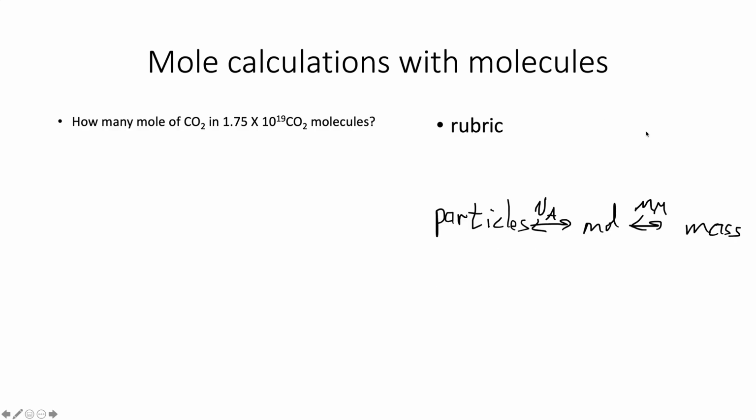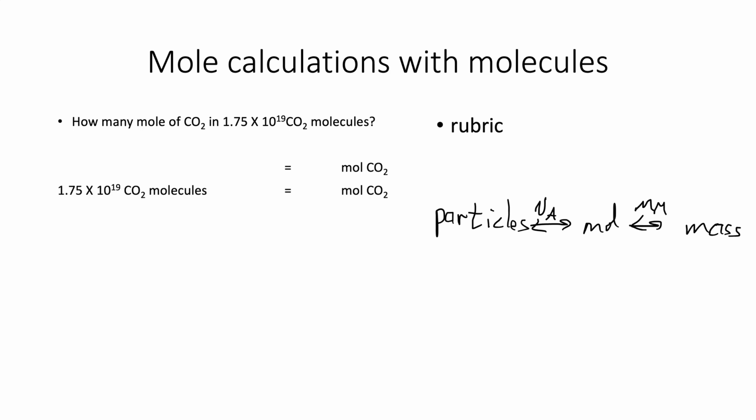So let's do this one first. Here's the rubric just to remind you. Again, I apologize for my handwriting. So we're going to do how many moles of CO2 in 1.75 times 10 to the 19th CO2 molecules. All right. So same approach to problem solving. First thing you want to do is write down the units of the answer. The question is how many moles. And notice I don't just write moles, I write moles of what.